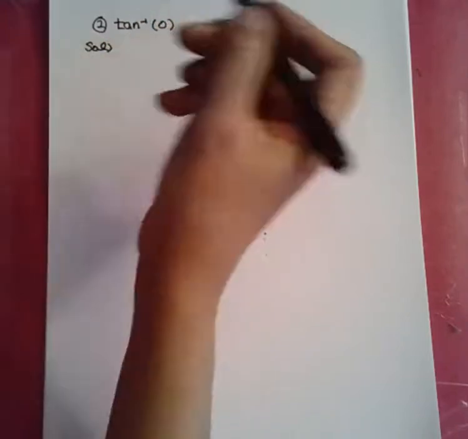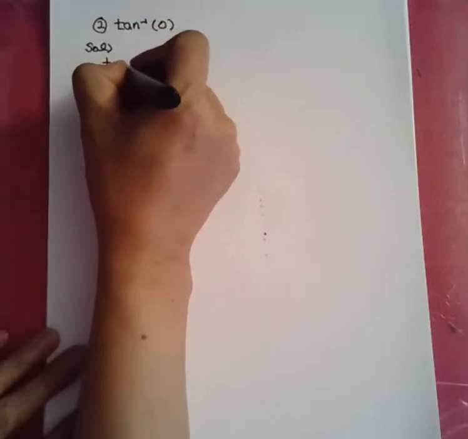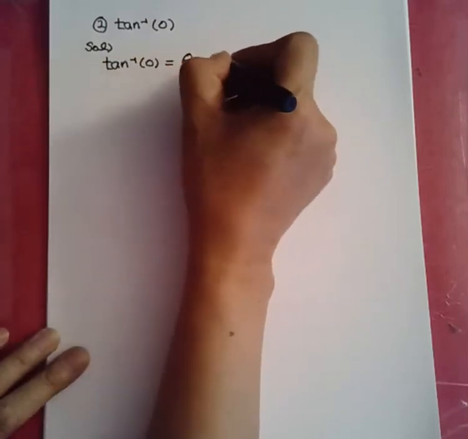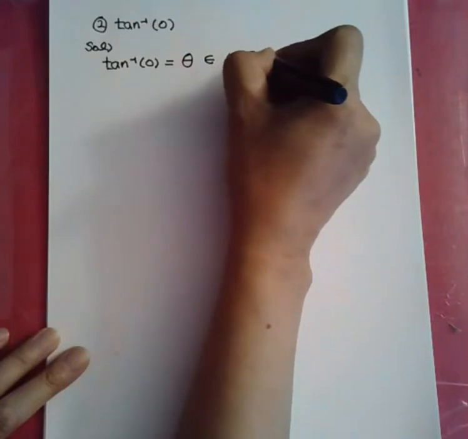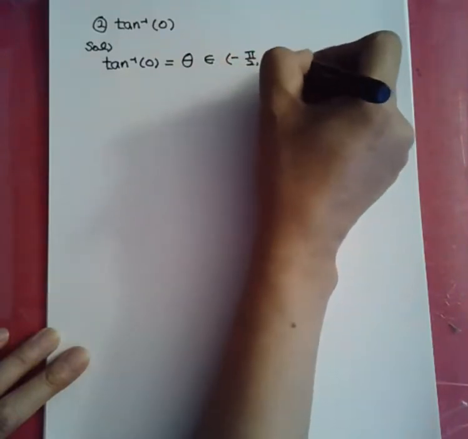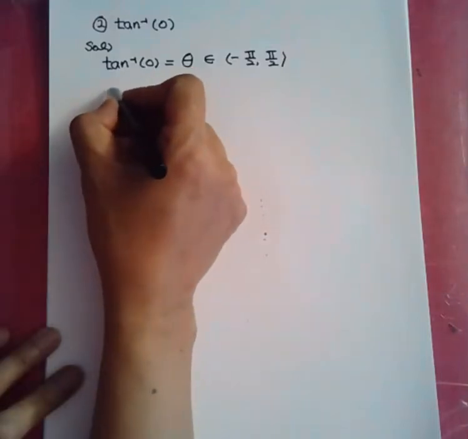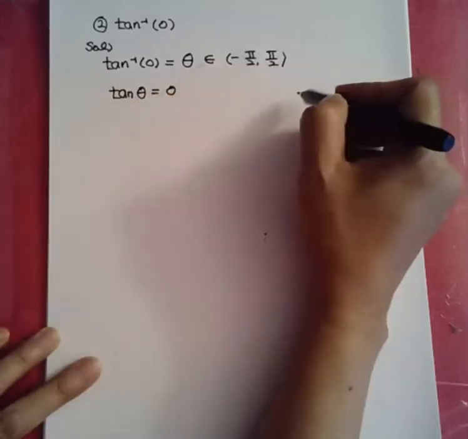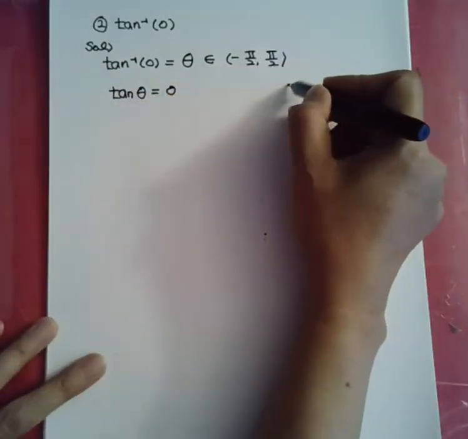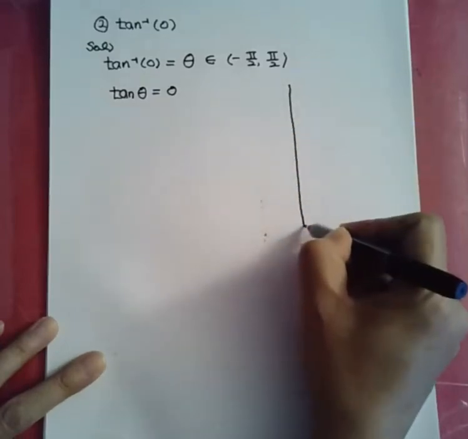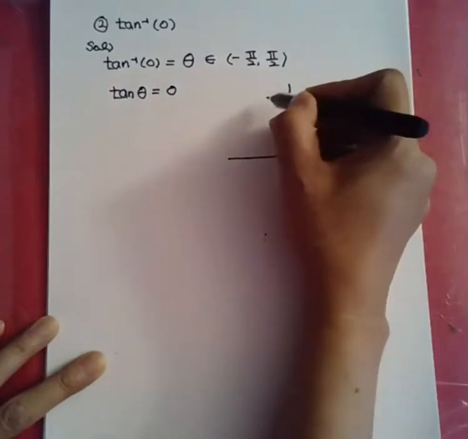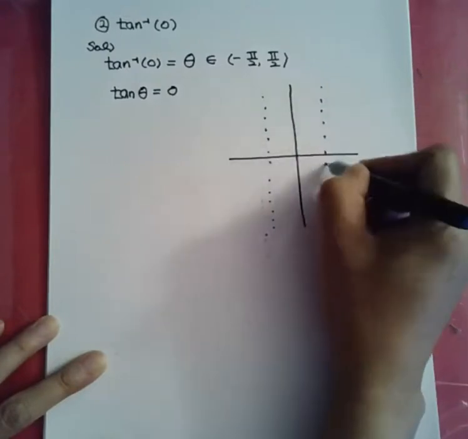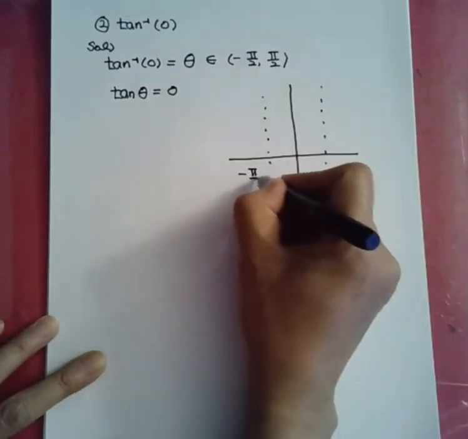Second problem is tangent inverse of 0. Tangent inverse of 0 equals the angle theta, which is in minus pi over 2 to pi over 2. We can interpret that as tangent of theta equals 0. Since the value is 0, we cannot draw the triangle. Instead of that, we have to think about the original tangent function's graph from minus pi over 2 to pi over 2.